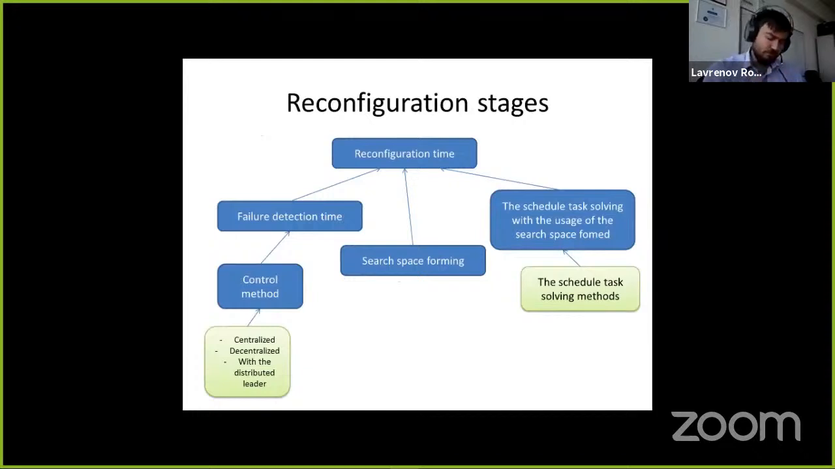how reconfiguration proceeds. The reconfiguration consists of failure detection time, search space forming time, and the scheduled task solving with the usage of the search space formed. The current research is devoted to the failure detection time reducing. So it is proposed to try to reduce it by the choice of the appropriate control and monitoring method. And we can choose from the centralized, decentralized methods and the method with the distributed leader.